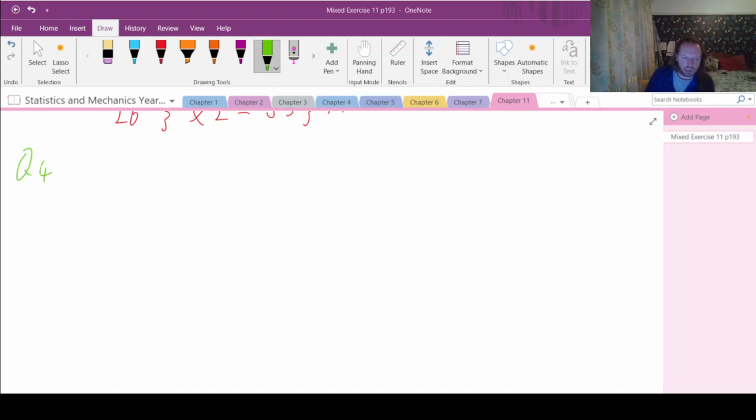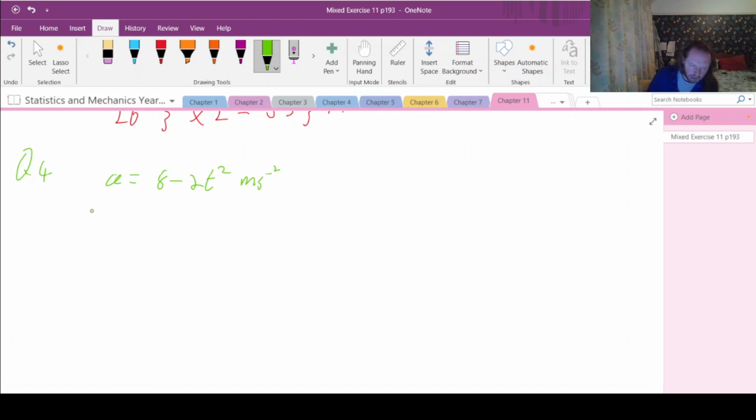Here we are doing Stats and Mechanics, Year 1, Chapter 11, Question 4. A particle starts at rest at point O, moves along a straight line, OP, with an acceleration A, which is given as A equals 8 minus 2t squared, in meters per second squared. Find the greatest speed of the particle in the direction OP.